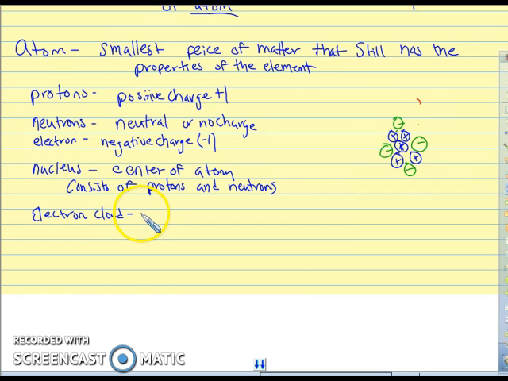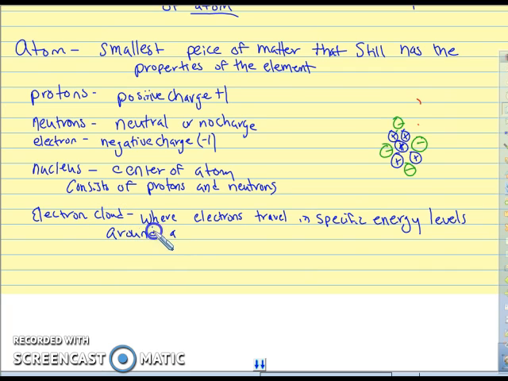So this is where electrons travel in specific energy levels around a nucleus. Okay? So they're traveling in specific energy levels around the nucleus. Are those energy levels all going the same direction? No. So when we tend to draw out electrons, we draw them in one dimension, and they're really three-dimensional. Atoms are really three-dimensional.